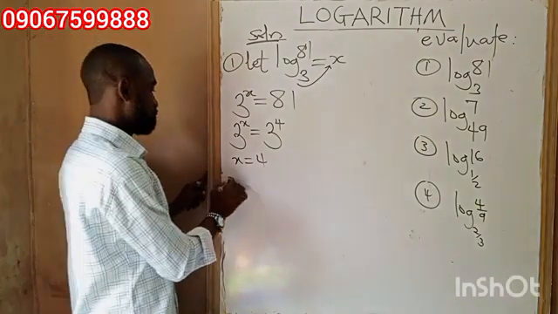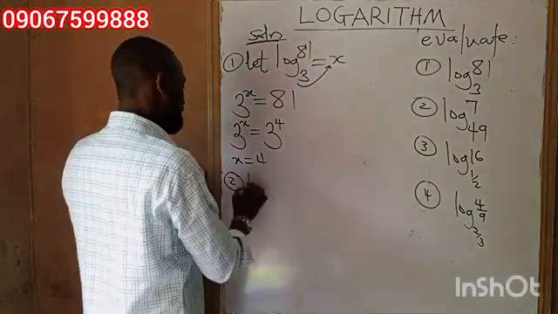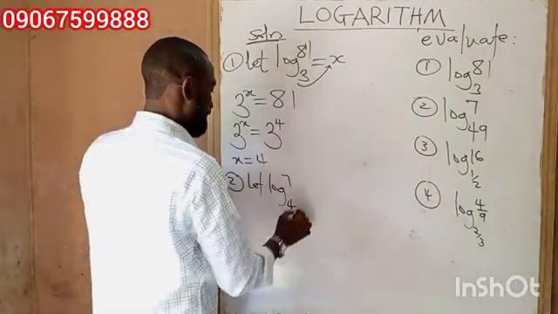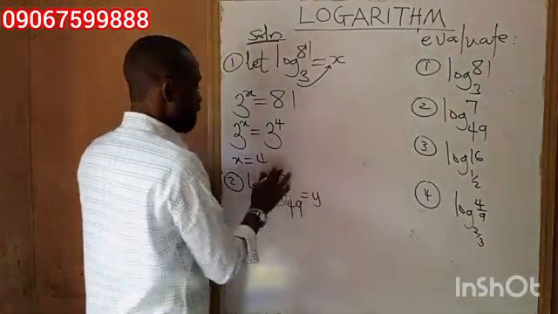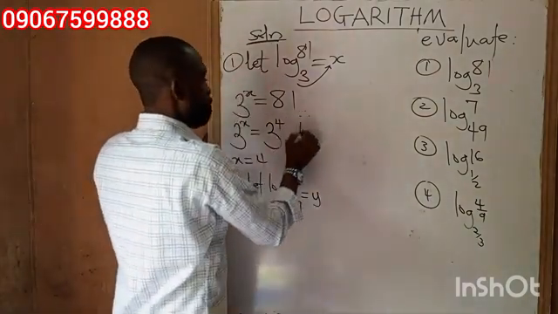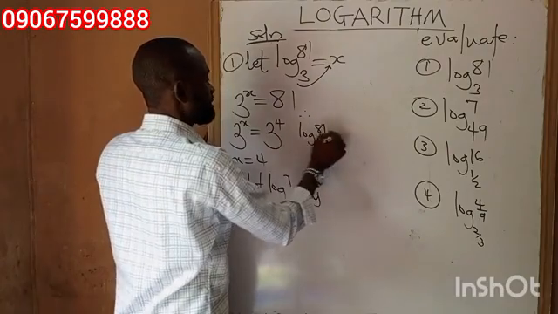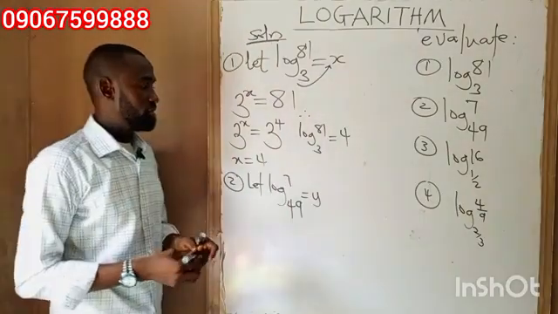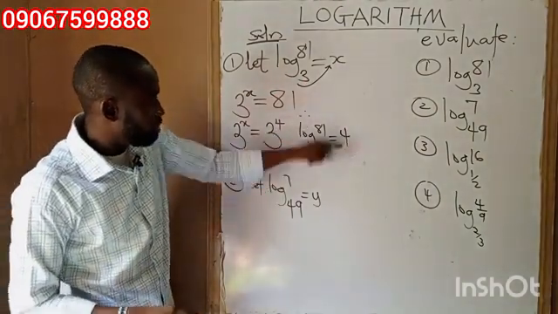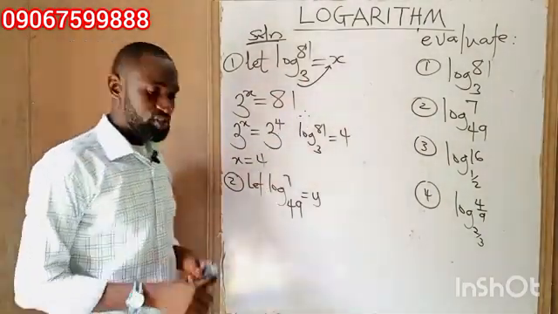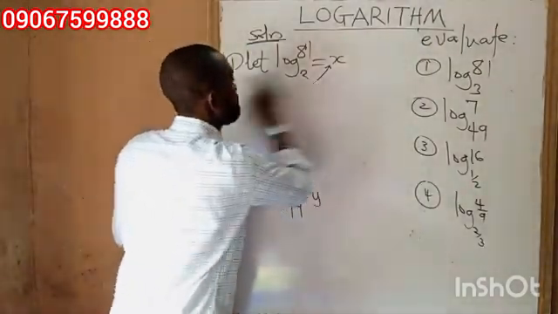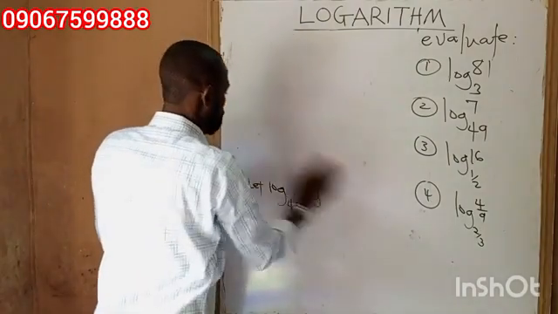Now let's go to number 2. Number 2, we can say let log of 7 base 49 be equal to y. So what's the meaning of this one here? It means log of 81 base 3 is equal to 4, that's the meaning, please. Because our x, we said let it be x. So it means log of 81 base 3 equals 4. So let's solve the second one, so I can have more room to work.